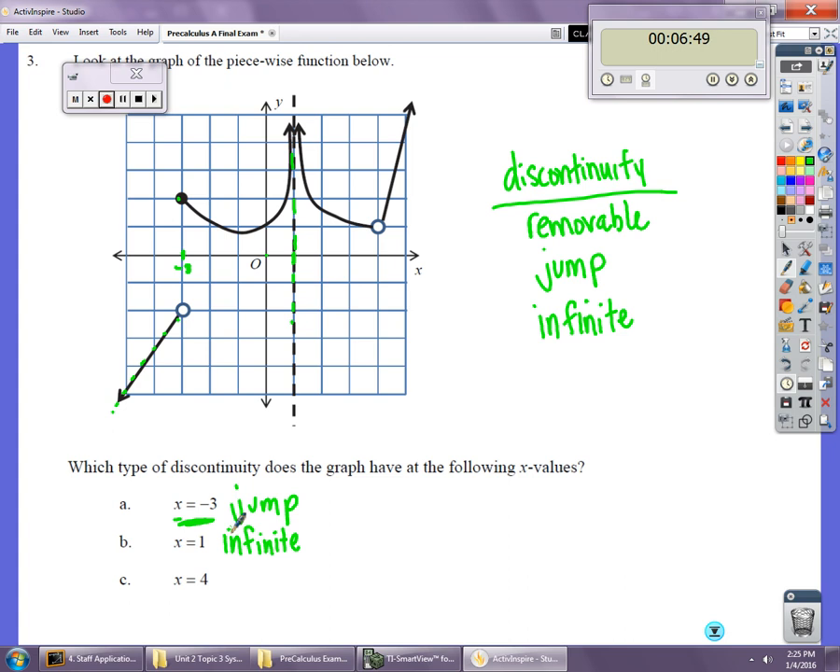And then the last one, you probably guessed by now, at x equals 4, there's a hole in the graph, right? Removable is a lot of times represented by some sort of a hole in the graph. It looks like you took a hole puncher and just popped that one part out. This one we call removable.